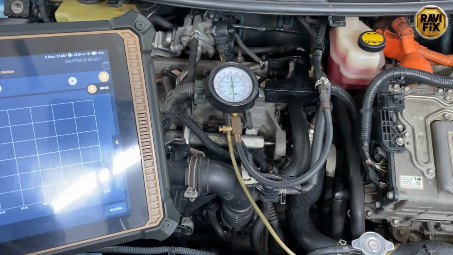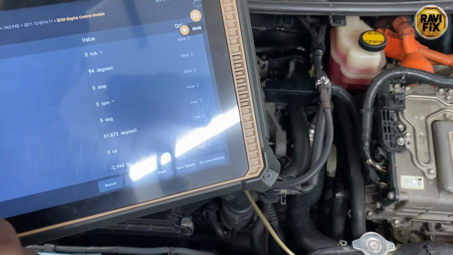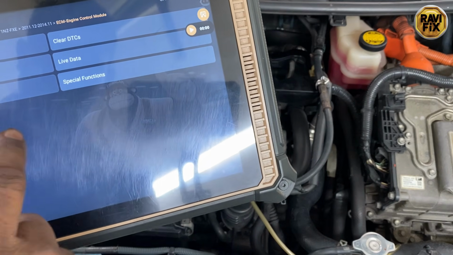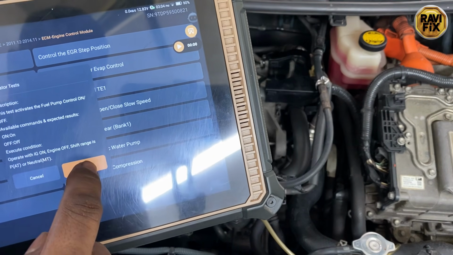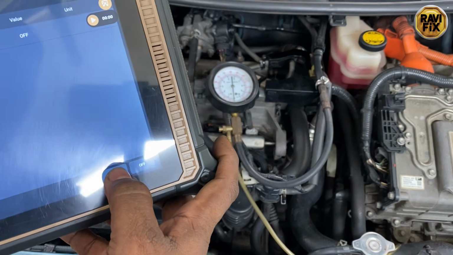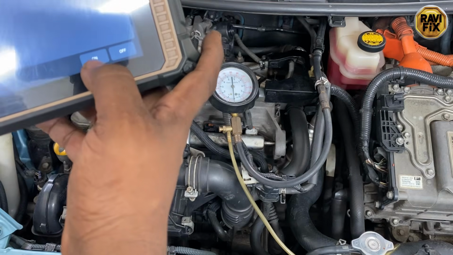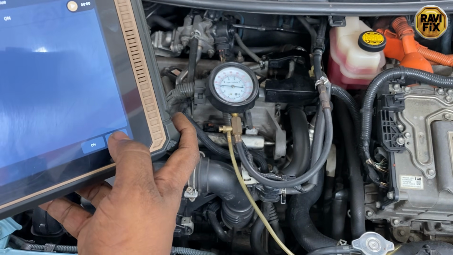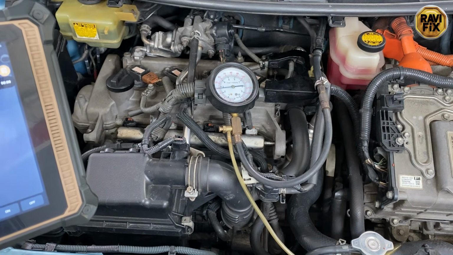In that matter, I go to the scan tool and go to the bidirectional functions, and I can run the fuel pump through the bidirectional functions. I just tap on the run fuel pump, and I go to the no monitoring data and just tap on the on button here. Look at that, fuel pressure comes up.